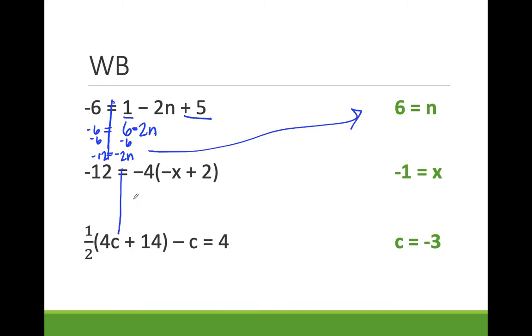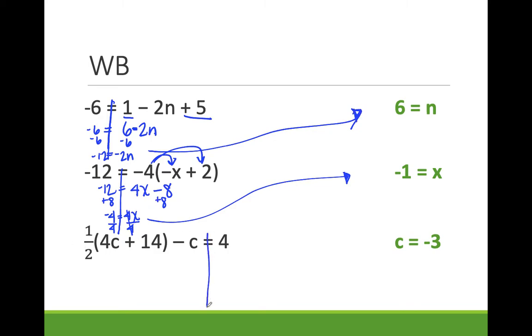For the second example, you're going to start by using the distributive property, and you're going to multiply negative 4 times negative x, which becomes a positive 4x, and then a negative 4 times a positive 2, which becomes a negative or a minus 8. You're going to add 8 to both sides. That gives you a negative 4 on the left and a 4x on the right, and divide both sides by positive 4, which is how we get x equals negative 1.